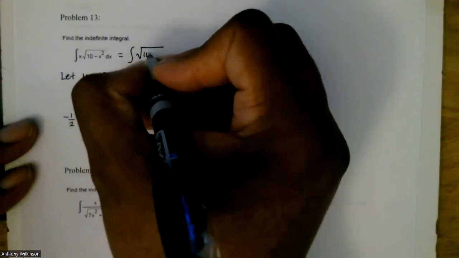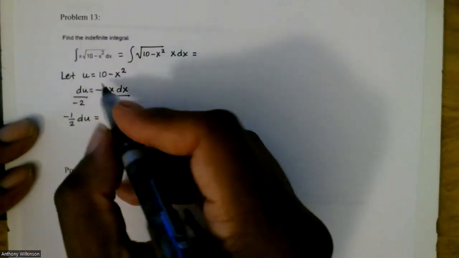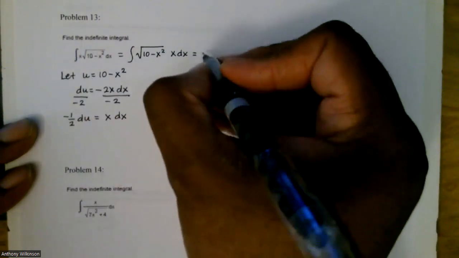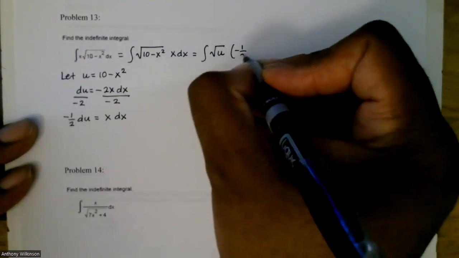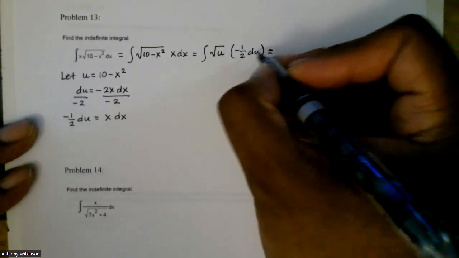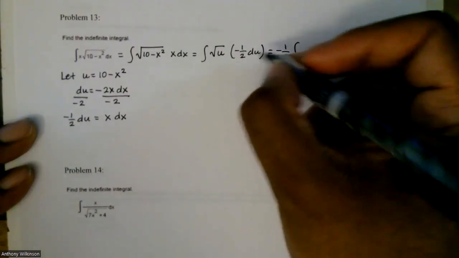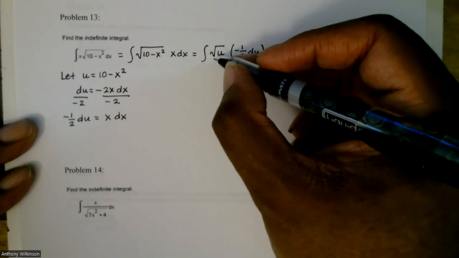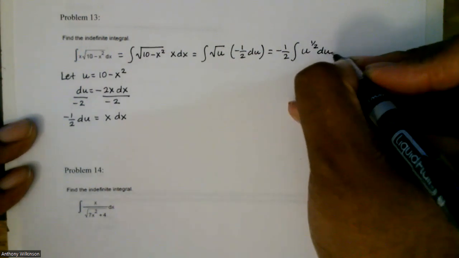Okay, so let's see. If I rewrote this as the square root of 10 minus x squared times x dx, you can see here that the 10 minus x squared will be replaced with a u. So it'll be the integral of the square root of u, and then x dx will be replaced with negative 1/2 times du. Now that negative 1/2 is a constant, so I'll put negative 1/2 in front times the integral of the square root of u, which I can write in exponential form as u to the 1/2 power times du.